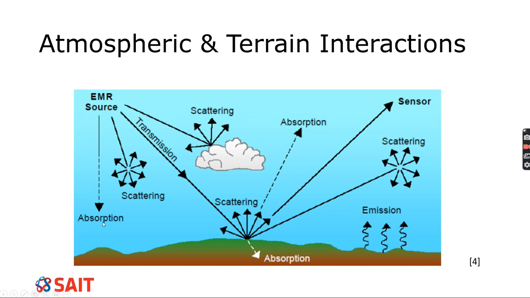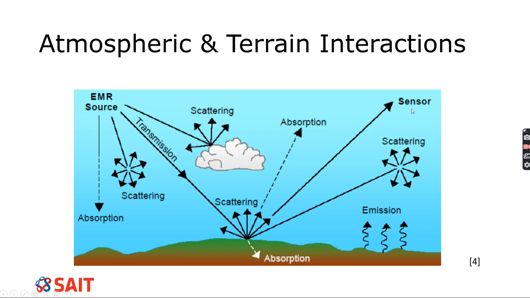Going back to this, we can see that we have our source, and all these things that are happening that we talked about earlier. So we have absorption, scattering, transmission, more scattering. Then it comes down to the ground, we have more scattering, we have absorption, we have some being absorbed by the atmosphere, we have more scattering. We also have emission, which adds to the information that we're looking at, and then it goes to the sensor.